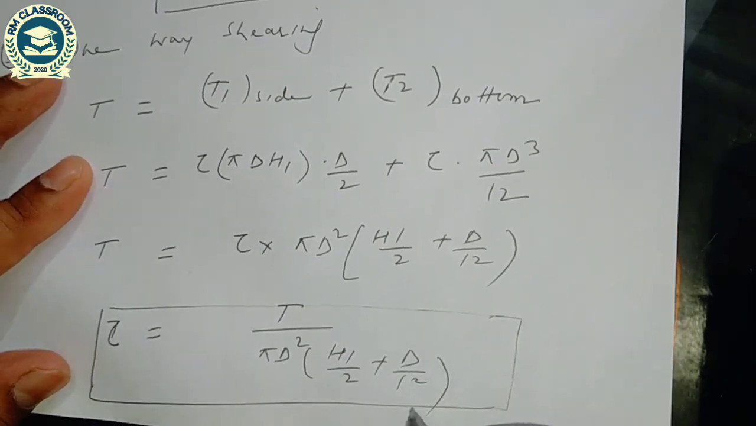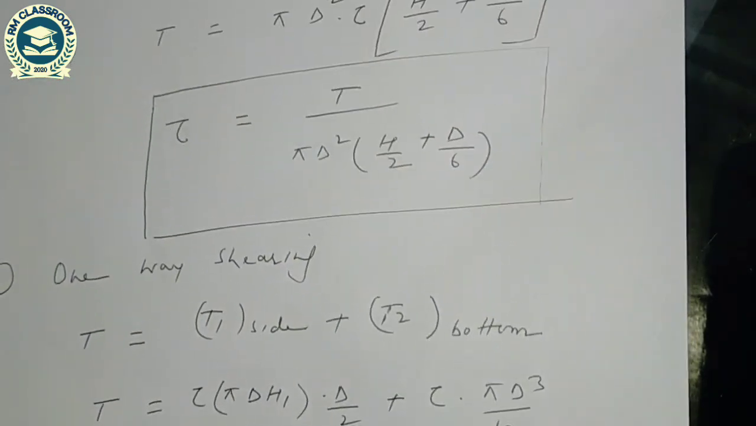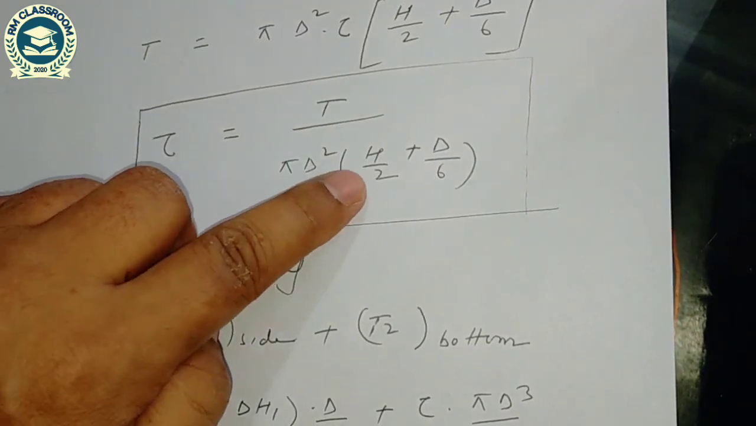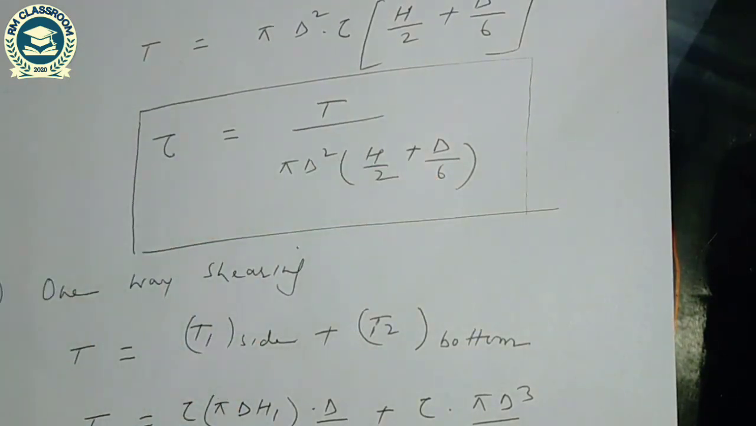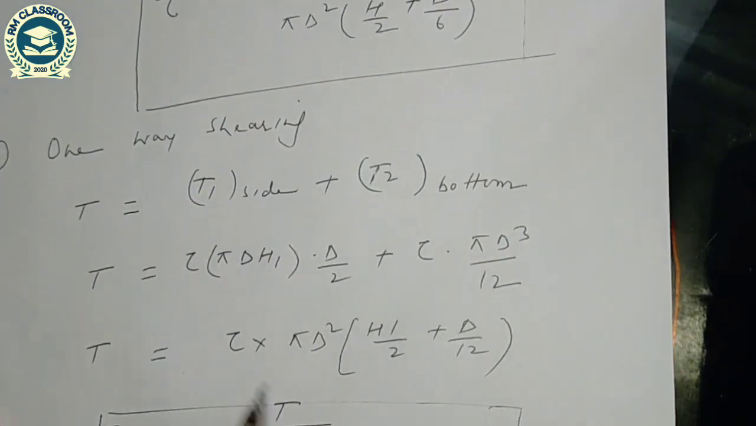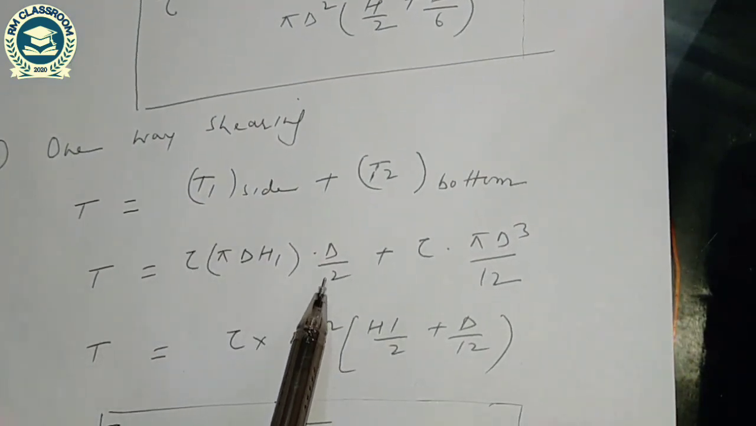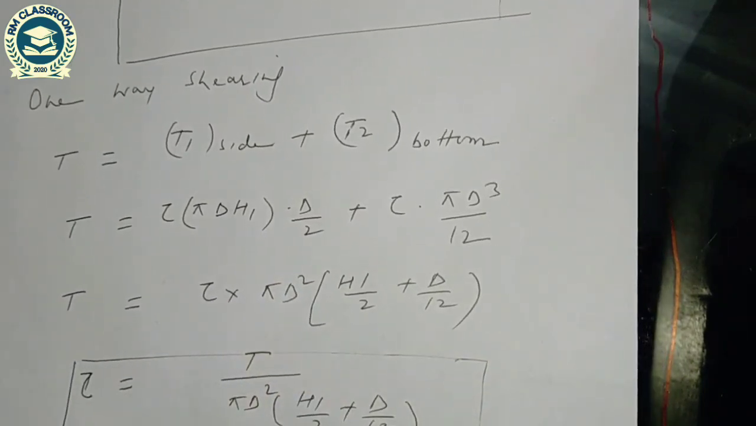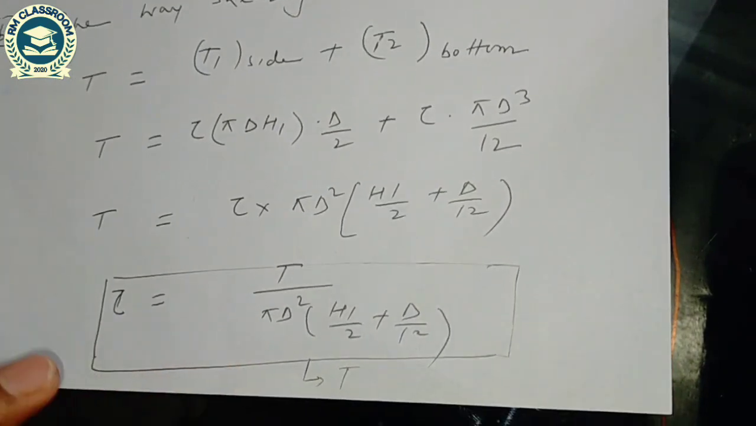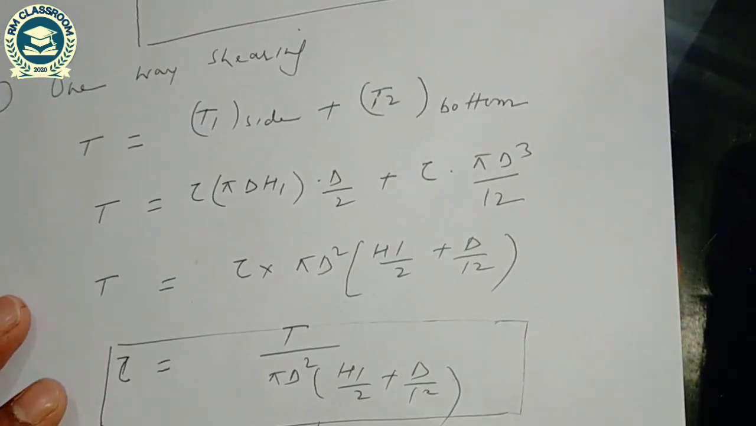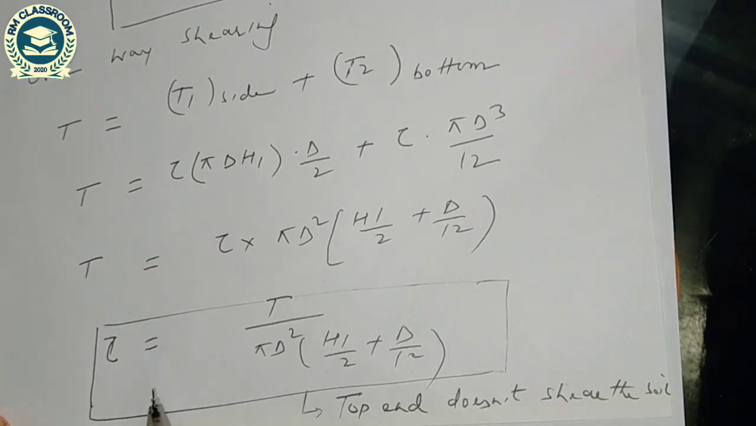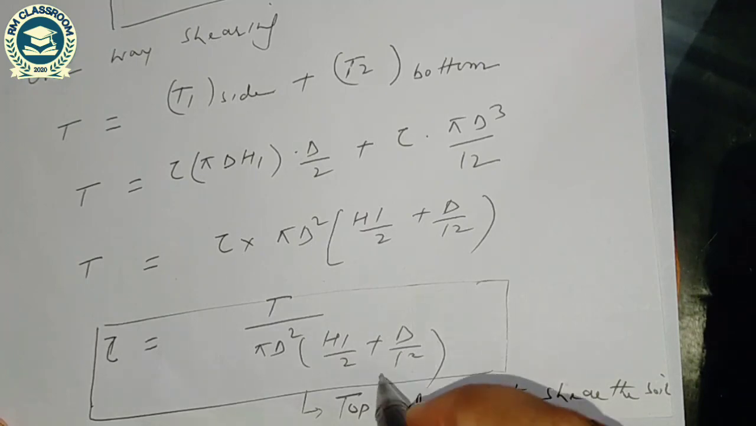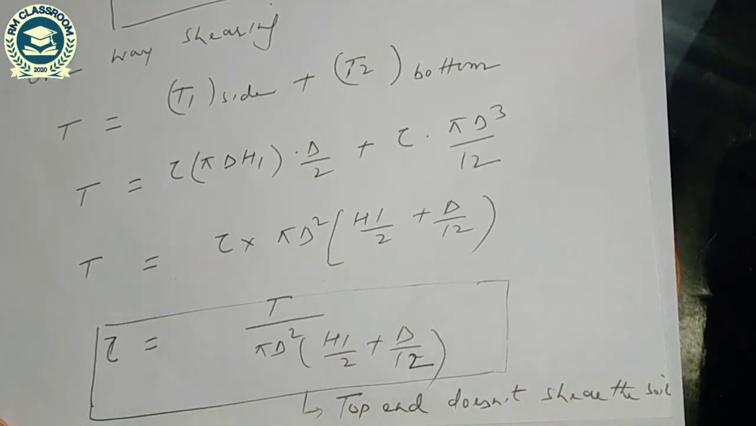soil. Remember in mind that in the first formula, the shear strength of the soil is T by pi d square into (h by 2 plus d by 6) when top, bottom and side partake in shear, and in one-way shear, the top end of the vane does not shear the soil. So tau is equal to T by pi d square into (h1 by 2 plus d by 12), and this formula is applicable only when the top end does not shear the soil.